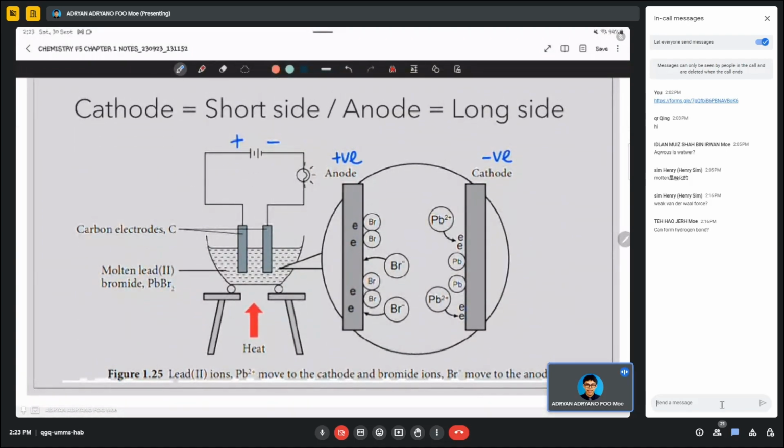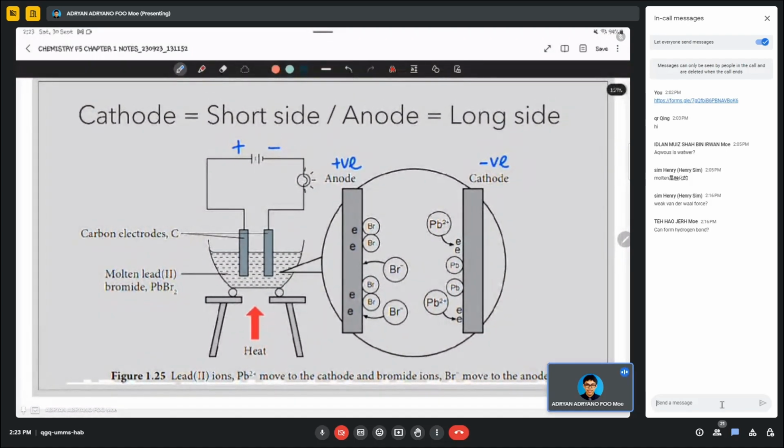Cathode, what did we learn before? Cathode must undergo reduction, anode must undergo oxidation. Another thing you need to know now, because we have batteries, you must distinguish which one is the cathode and which one is the anode. The cathode is the short side, the anode is the long side.